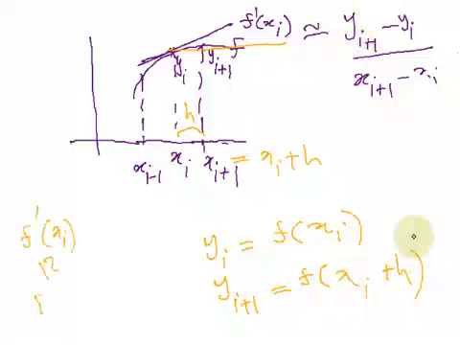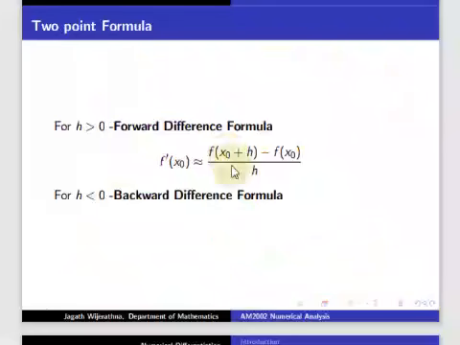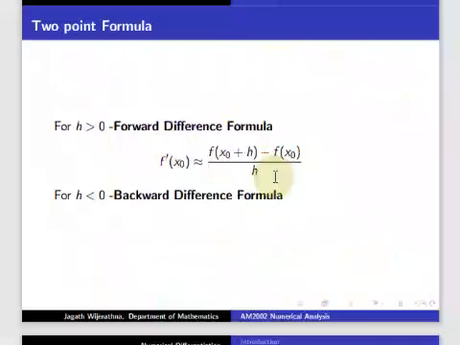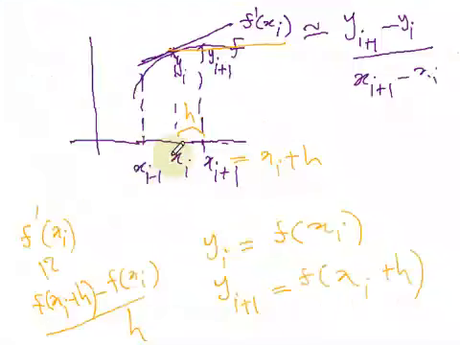What is the approximation? f of xi plus h minus f of xi, divided by the distance between the x coordinates. The gap between the x coordinates is h. So this is called the forward difference formula, an approximation to this. Similarly, you can find the backward one using the point behind.